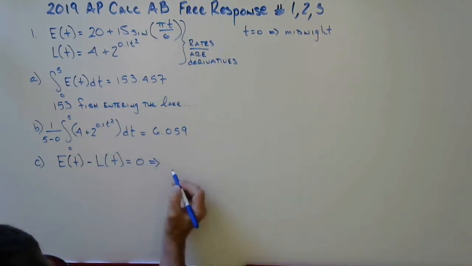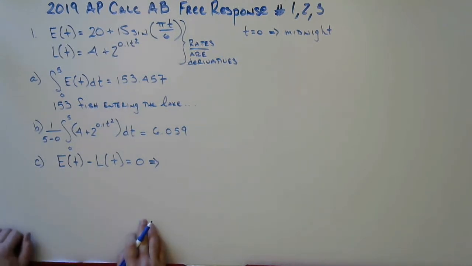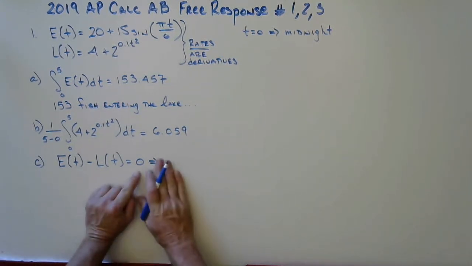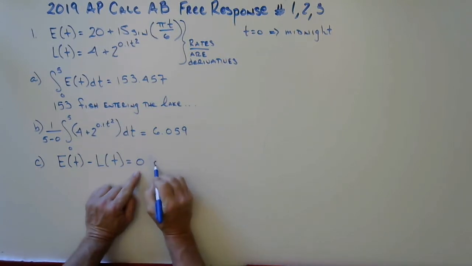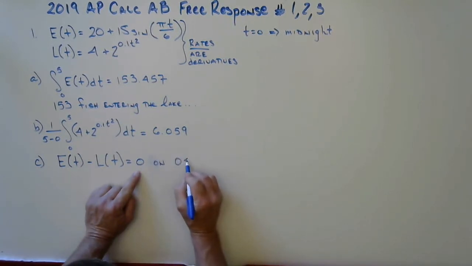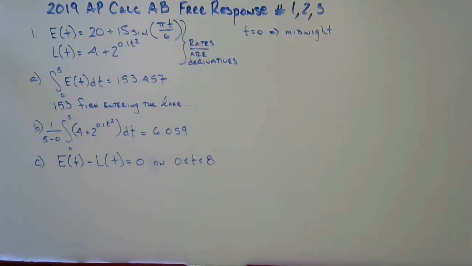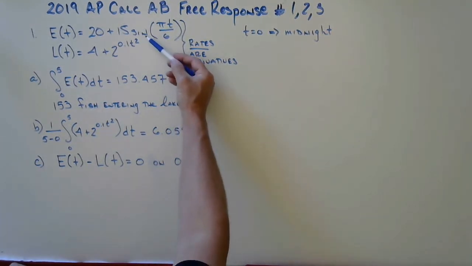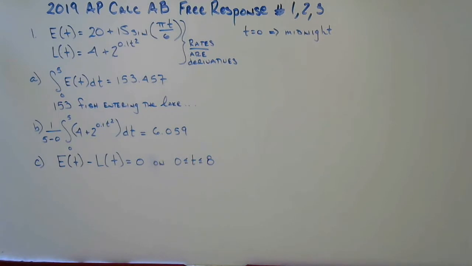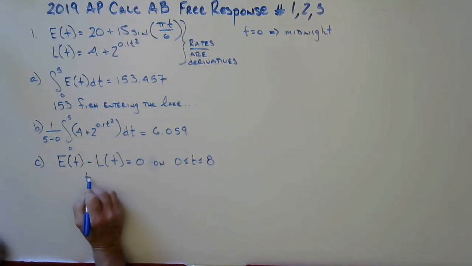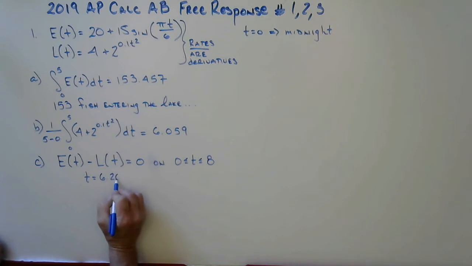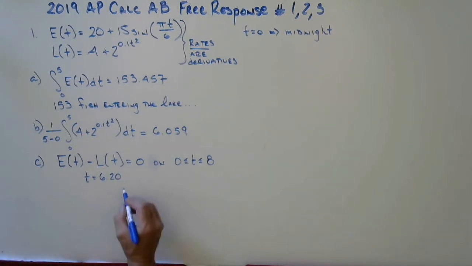Again, it's a calculator-based question, so we ask our calculator to solve this, where 0 is less than or equal to t less than or equal to 8. Knowing how to solve an equation on a defined interval is an important task. Otherwise, with this sine function, it's going to take your calculator quite a while to solve this. If we do that, we get t equals 6.20356.